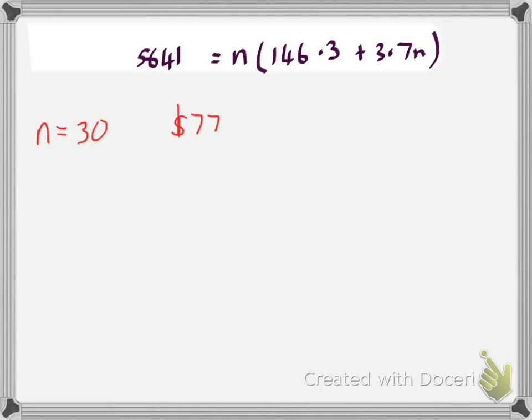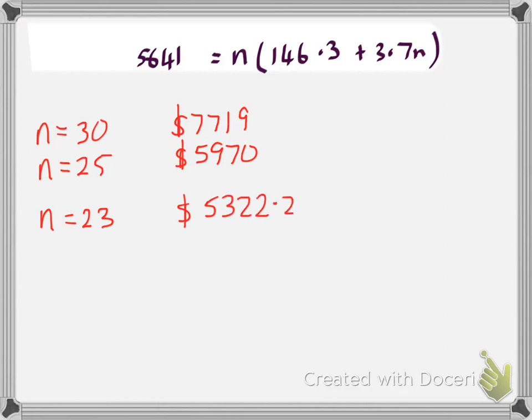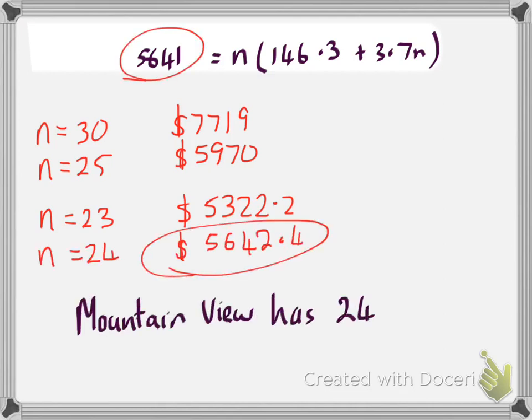Here we have our formula. I say, what if n is 30? Well, 30 floors will give me $7,719. The other one, well, we want around about 5,640. So 30 is too high. What about 25? 25 is still too high. What about 23? Well, that's too low. Remember, we're looking for 5,641. So let's try when n is 24. And I see that 5,642.4 is close enough to 5,641 because they both have the same income within a few dollars. So Mountain View has 24 floors.